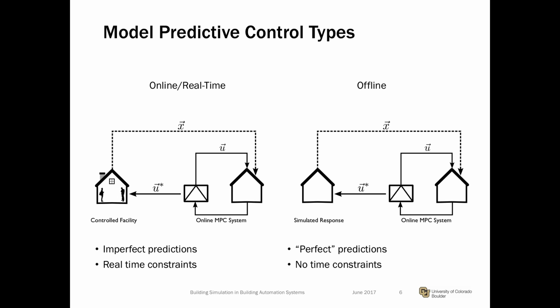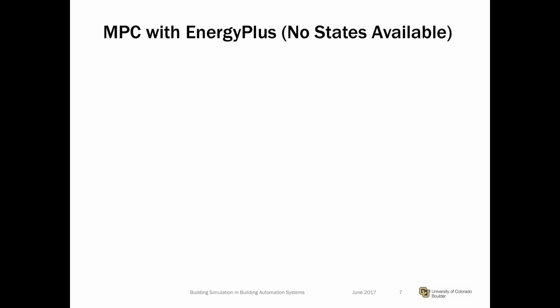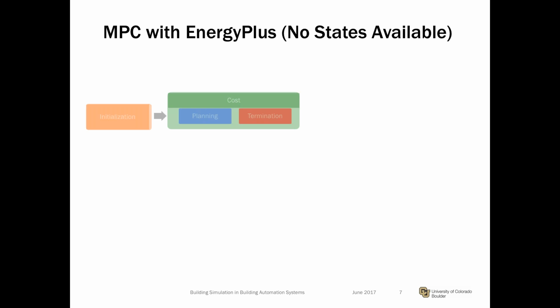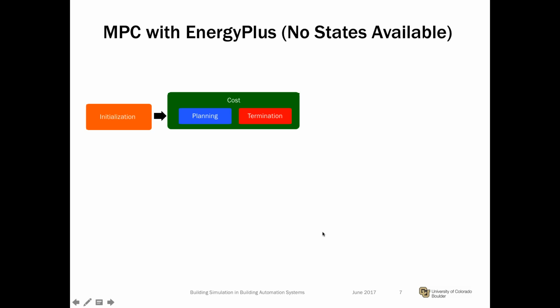We applied this approach that you see on the right-hand side, the offline approach, to EnergyPlus. And in EnergyPlus, we unfortunately do not have thermal states available. And as a result, we have to do something to let the building know where it is. And that is, we have to initialize the building through this initialization horizon that you see here.